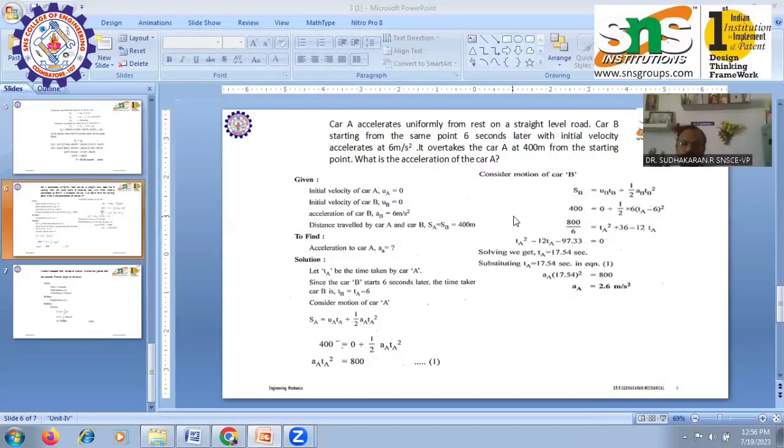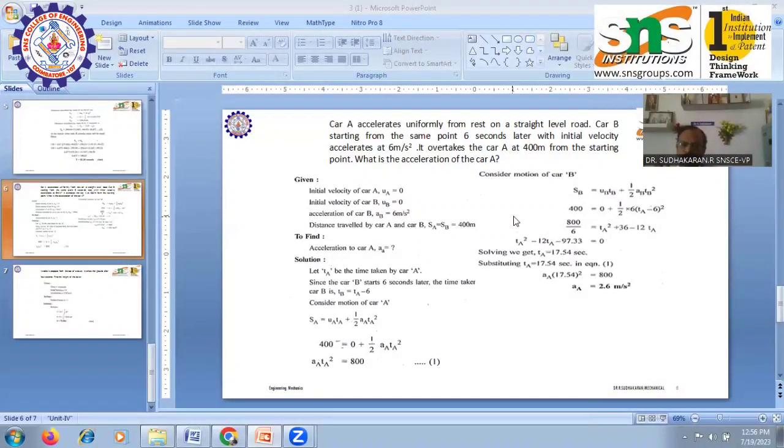Now we have to determine the acceleration of car A. I am assuming that the time taken by car A when it reaches the overtaking point of 400 meters is TA. Car B starts 6 seconds later and reaches this 400 meters to overtake car A. So TB is the time taken by car B. It has started 6 seconds later, so TB is equal to TA minus 6.